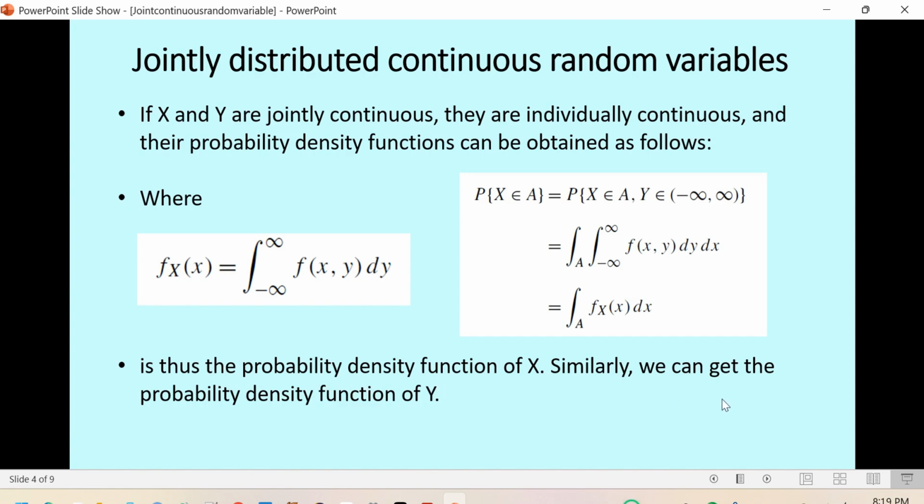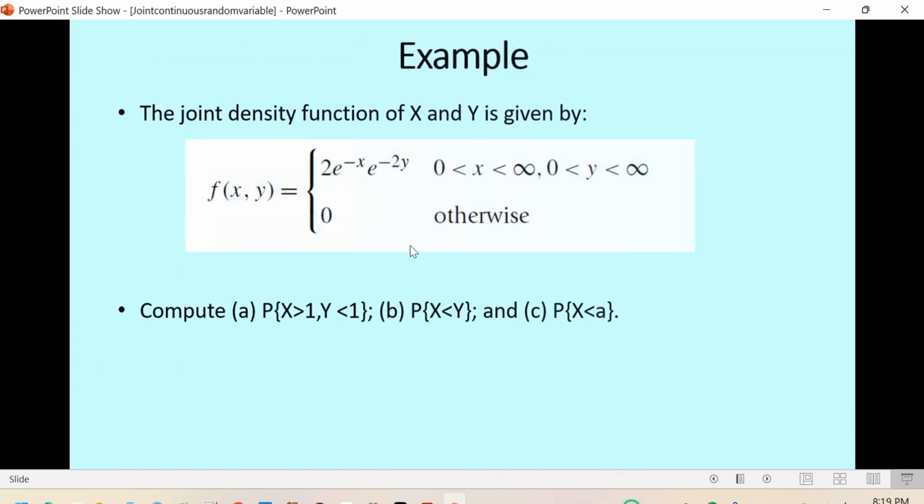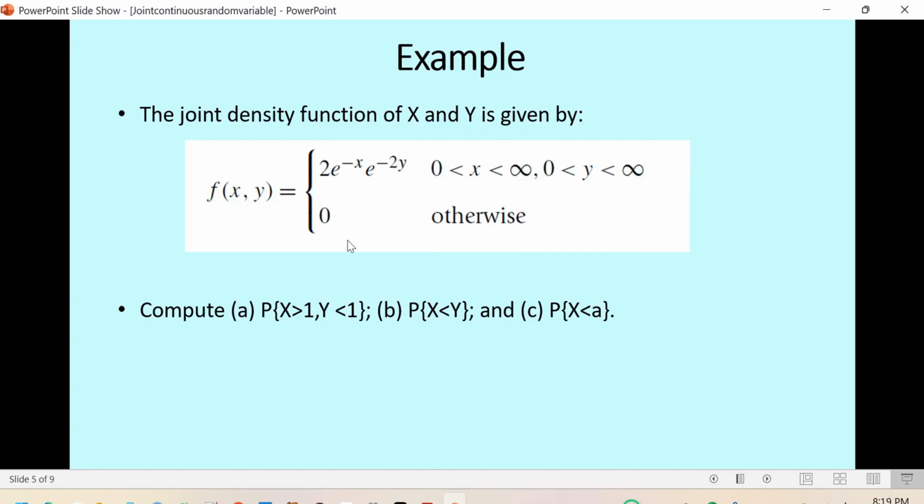So from the joint probability density function, we get the one variable's probability density function. And similarly, we can also get the probability density function of y by integrating x out, right? So next we take a look at an example.